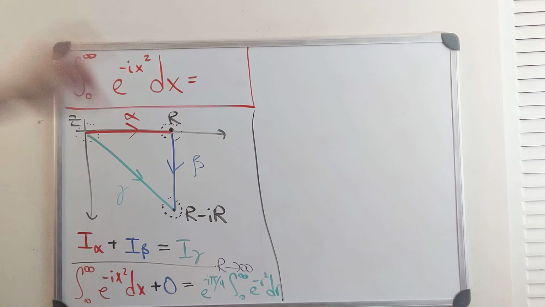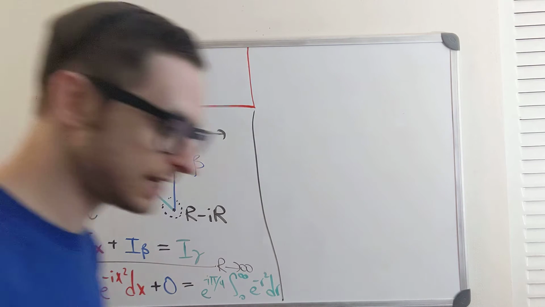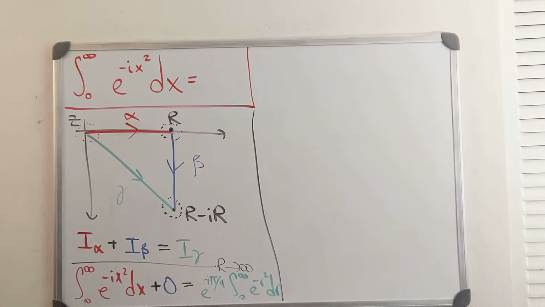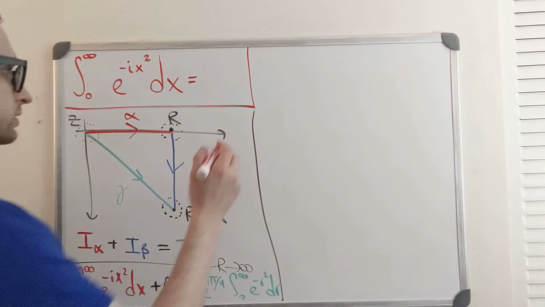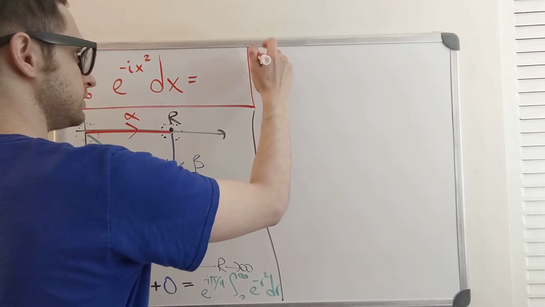Okay, so why is the contribution to the integral small at these endpoints, and how is that going to allow us to see that the integral along beta is 0? We'll see in a second. First, let's just double check that the integral along alpha is going to give us what we want, because let's see what it's going to be.